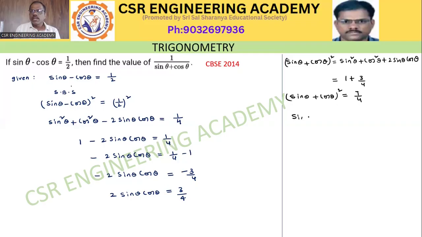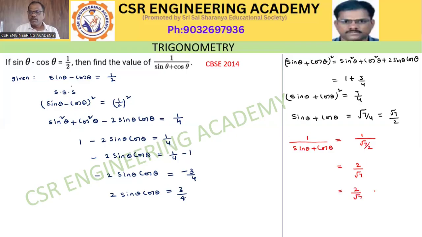Sin theta plus cos theta is equal to root 7 by 4, is equal to root 7 by 2. 1 by (sin theta plus cos theta) is equal to 1 by (root 7 by 2) is equal to 2 by root 7. Multiply and divide by root 7, that is root 7 by root 7, is equal to 2 root 7 by 7.